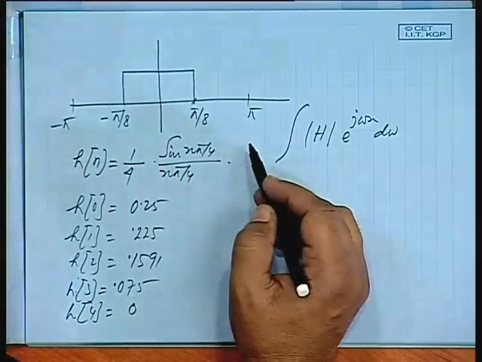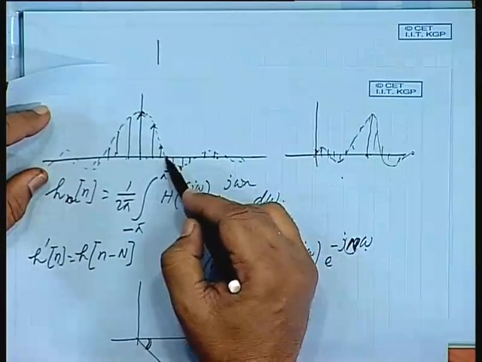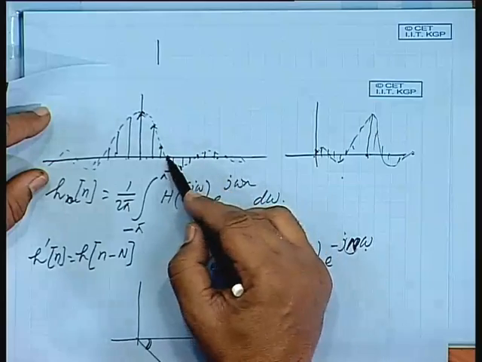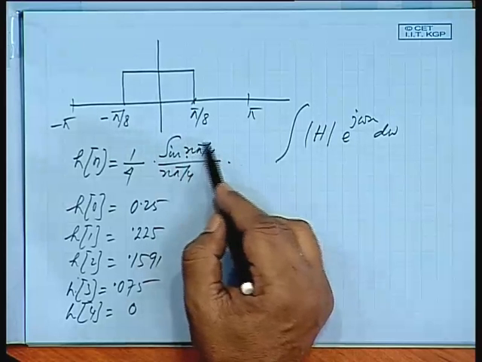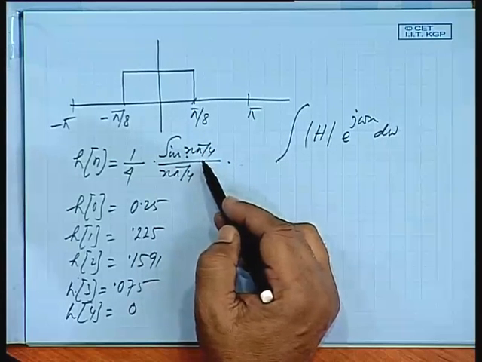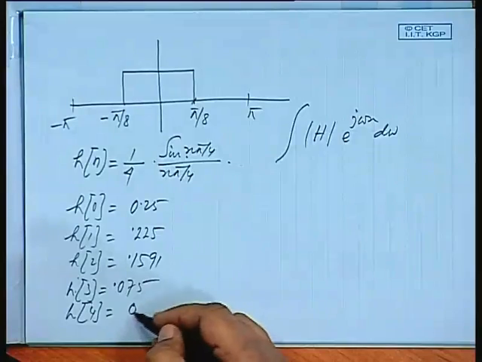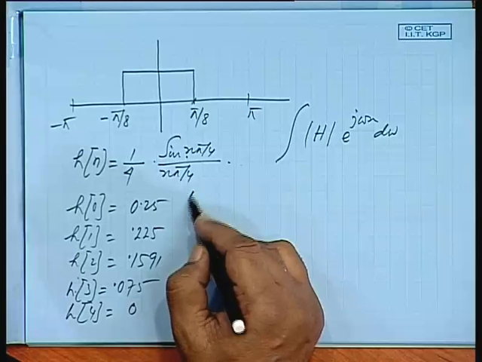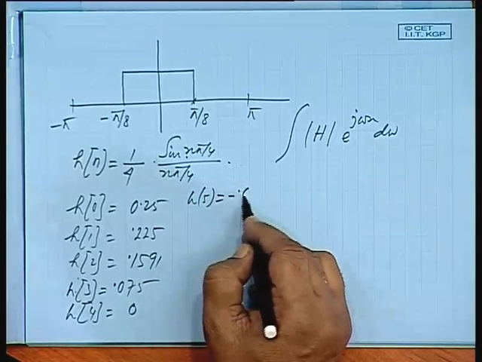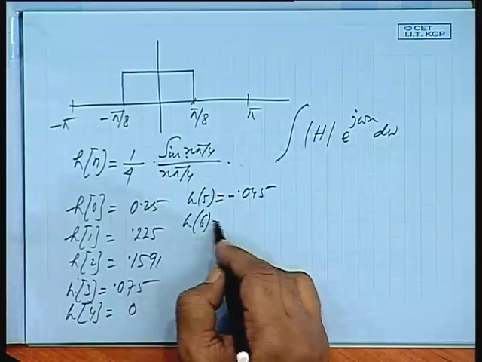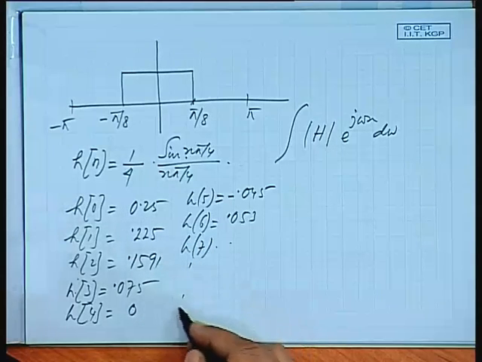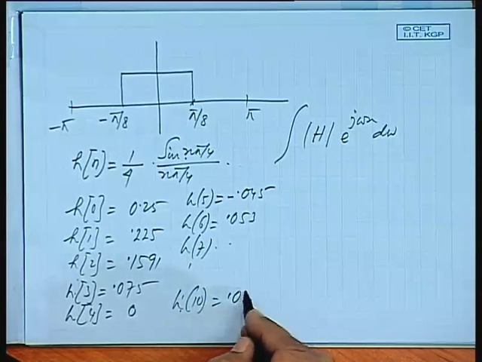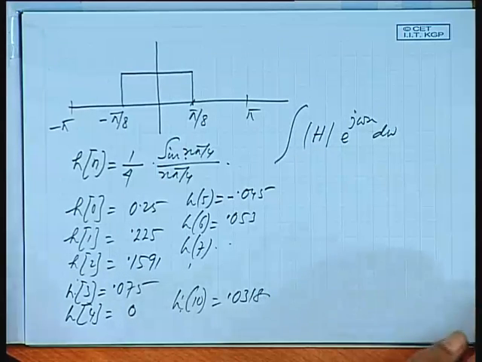Occasionally, as you have seen earlier, some of the values will be touching the zeros. If they are multiples, pi by 4 multiplied by an integer gives me a value like sin pi, 2 pi, 3 pi and so on, it will become 0. So, periodically you will find zeros appearing. h 5 and so on, minus 0.045, h 6, similarly 0.053, h 7. Anyway, you can compute 10 values, h 10 comes to 0.0318.